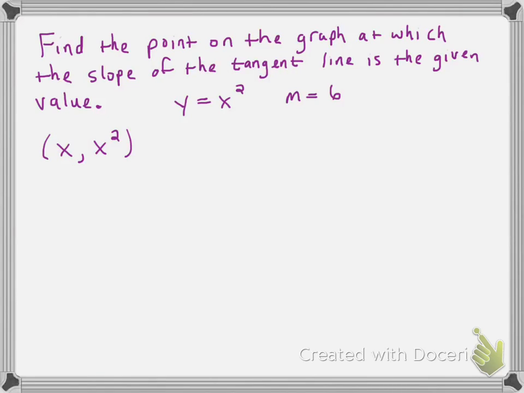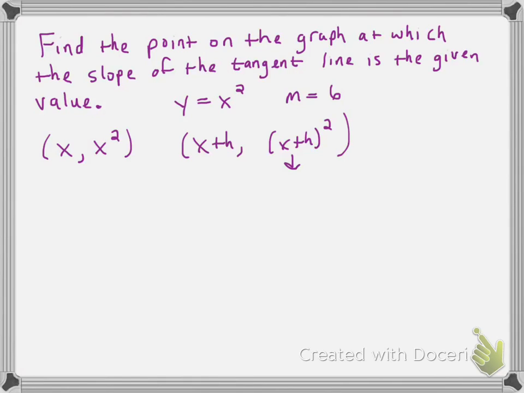I just found my first point. To create a second point, we need a second x value. So we're going to add some sort of distance to my original x value, and we'll call that x plus h. Now, if my x value changed, my y value changes at the exact same time. So instead of x squared, it now becomes (x plus h) squared.